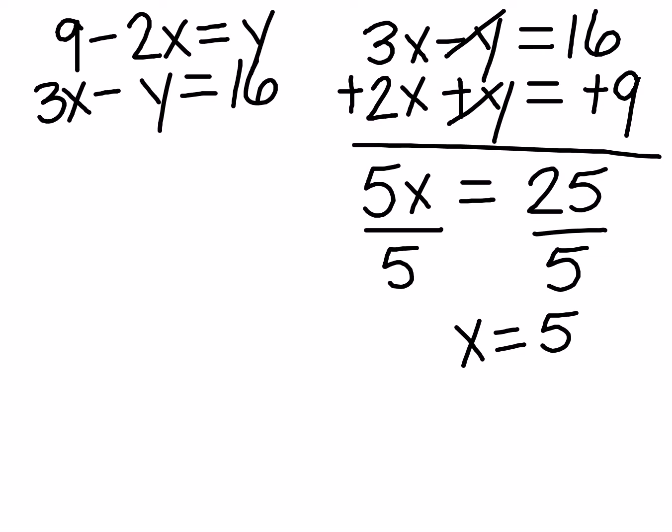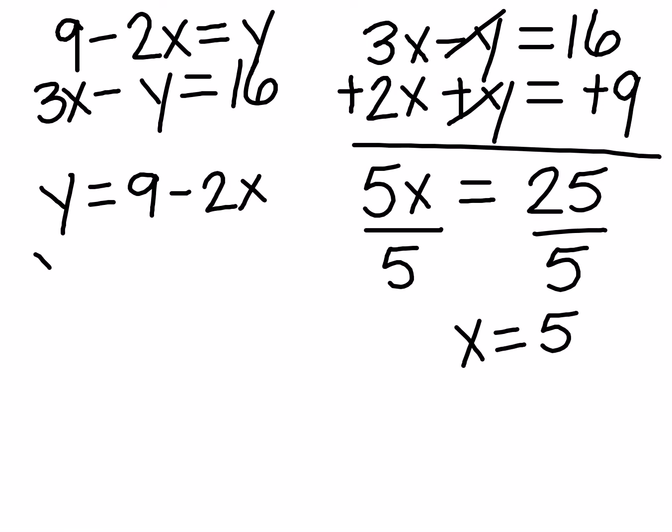To find my y, I do want to go back into my original equations and solve for y. Which equation would be the easiest to find my y? Would it be the first one where y is already isolated? Or would it be the second one where I would have to move the 3x and the minus to get y by itself? The first will be our best one because y is already isolated. So I'm going to write y equal 9 minus 2x.